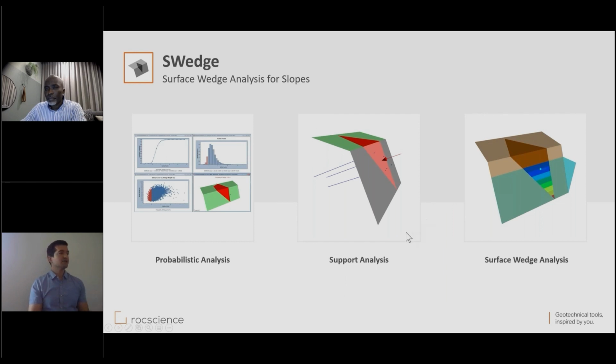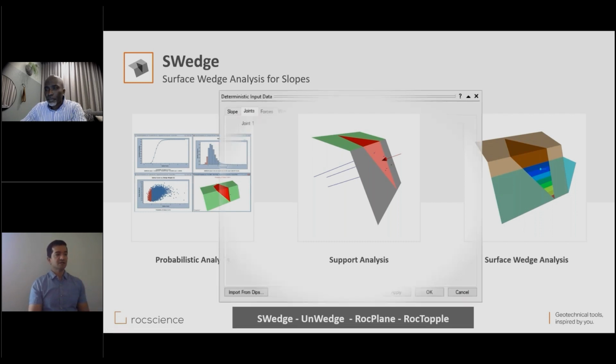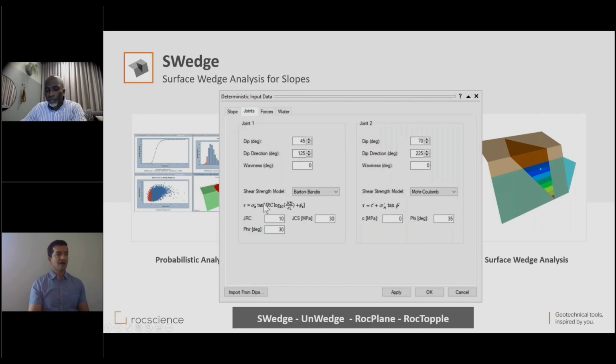Another tool that we have for rock stability is SWedge, used for surface wedge analysis. Again, lots of functionalities in there. When you are defining your model, you have 2 joints that are forming the wedge. Joint 1, for example, is using the Barton-Bandis shear strength model with this equation. Joint 2 is using the Mohr-Coulomb criterion with this equation. Again, you have a bunch of numbers here to define that material behavior. So these numbers come in handy. We have the same thing for UnWedge, RocPlane, and RocTopple. You have to define all these properties for them.